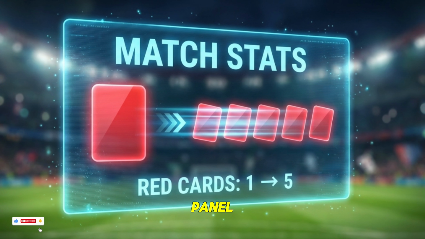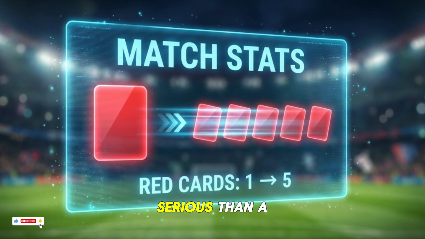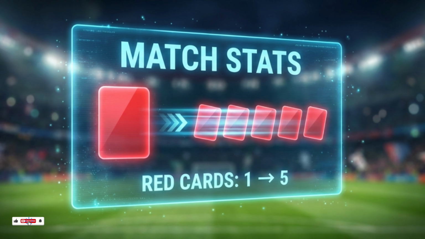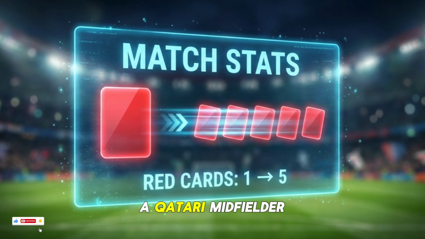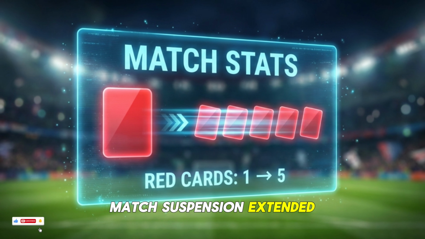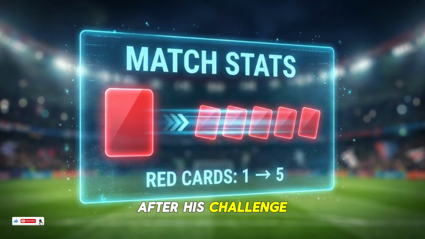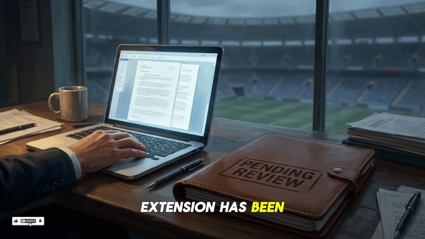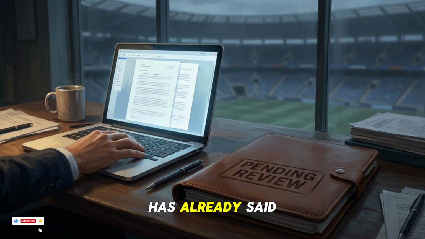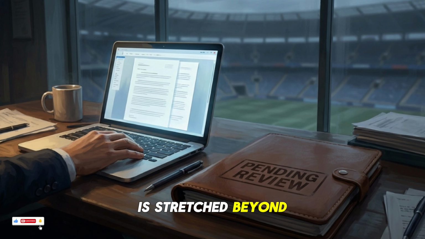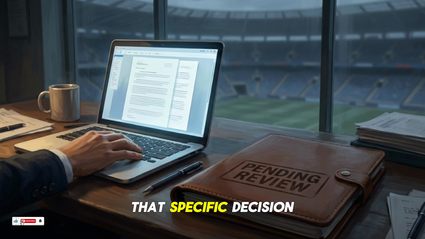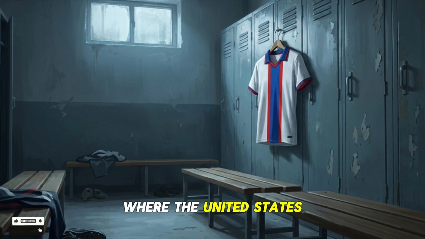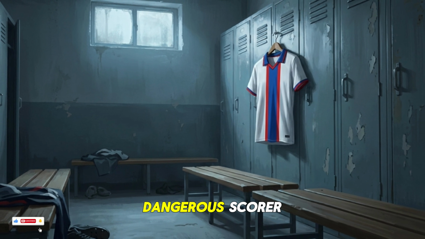If FIFA's disciplinary panel decides that Balogun's challenge was more serious than a standard one-match offense, his ban could actually be extended even further. Earlier in the same tournament, a Qatari midfielder had his one-match suspension extended all the way to 5 games after his challenge broke a Canadian player's leg. So far, no extension has been applied to Balogun, and US Soccer has already said publicly that if his ban is stretched beyond 1 game, they will appeal that specific decision. But for now, all eyes are on the Belgium match, where the United States will have to take the field without their most dangerous scorer.